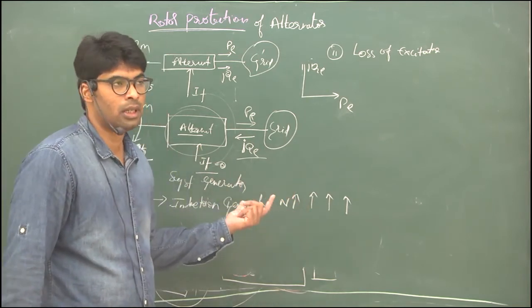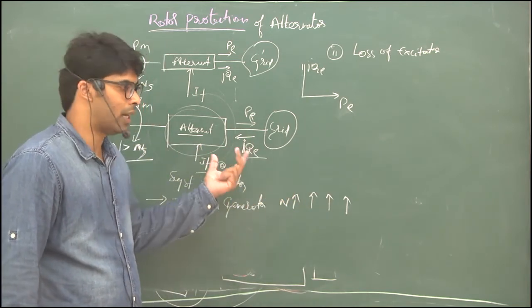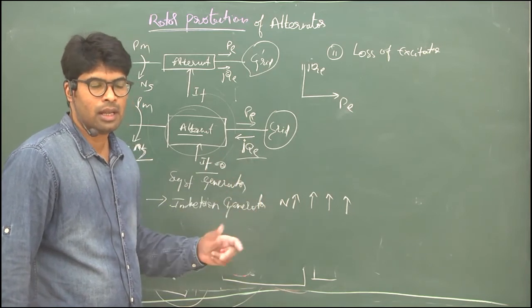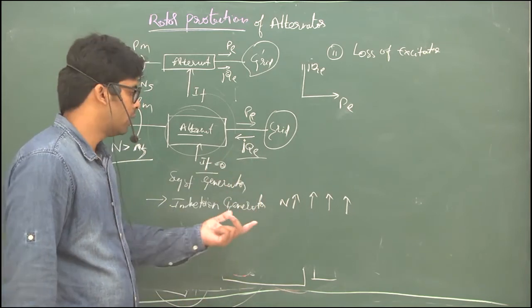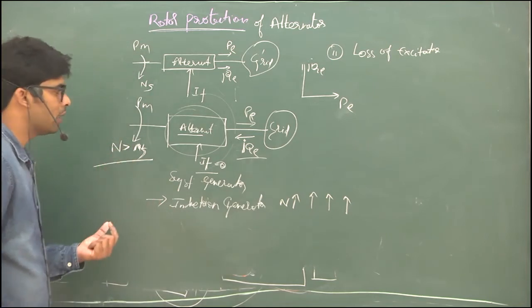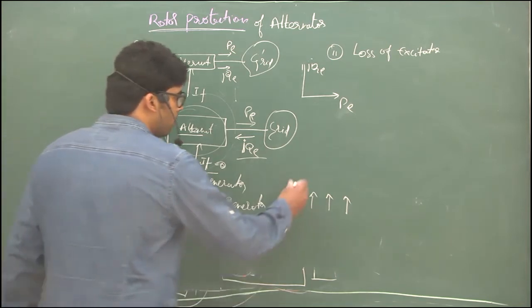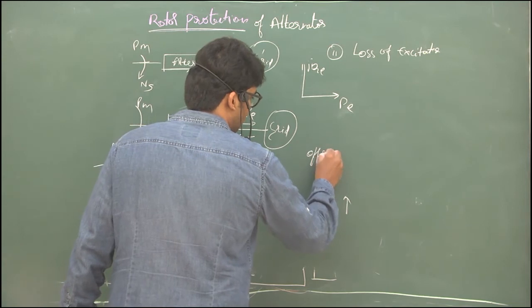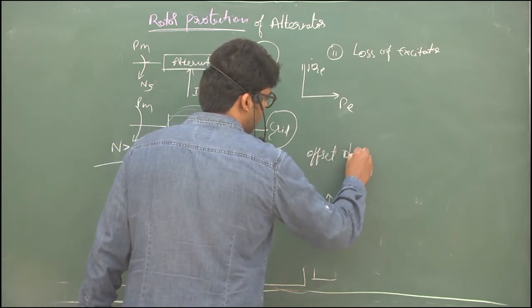then what is the position? Then the heat will be generated and the winding will get damaged, and all sorts of things will happen. This is not useful. For that we use the offset mho relay.